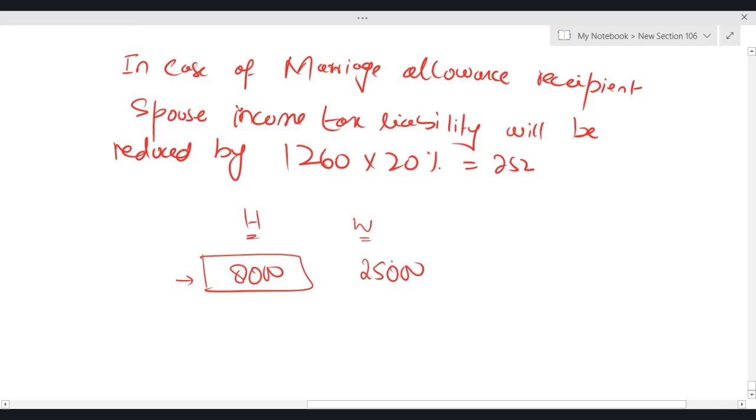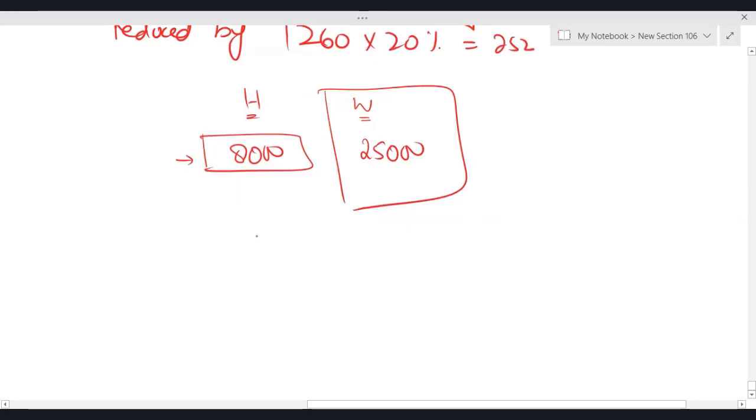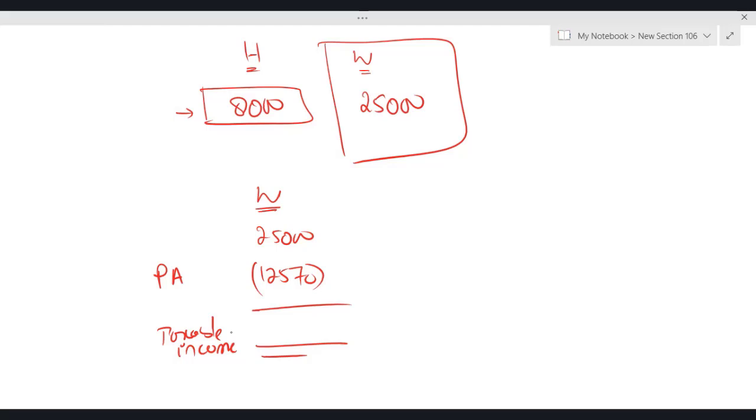Now let's say we are required to calculate income tax liability for the wife. Obviously, husband is not paying any income tax liability. Entire 8,000 is covered by the personal allowance. So the requirement is, calculate income tax liability for the wife. How it works, I just want to tell you, marriage allowance. Personal allowance is 12570. So 25,000 minus 12570. Taxable income is 12,430.